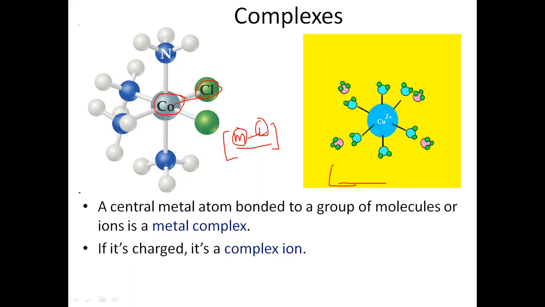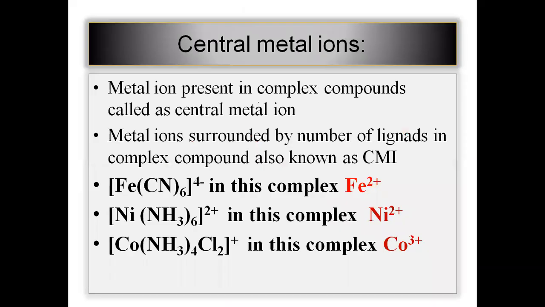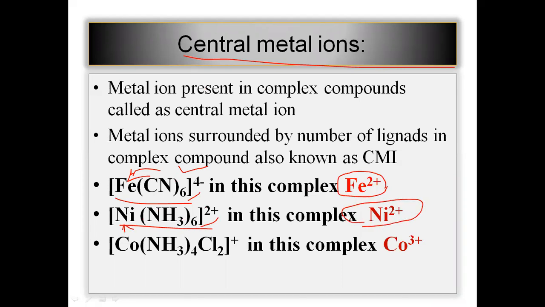At the center of the complex is the metal ion. This term we already learned in the last lecture; we just revise all this fast. Fe(CN)6 4- is one of the complexes, and the central metal ion is the metal ion present at the center of this complex. So Fe2+ is the central metal ion for this complex. Then another, Ni(NH3)6 2+, is a complex. In this complex nickel is the central metal ion because the metal ion is at the center of the complex.